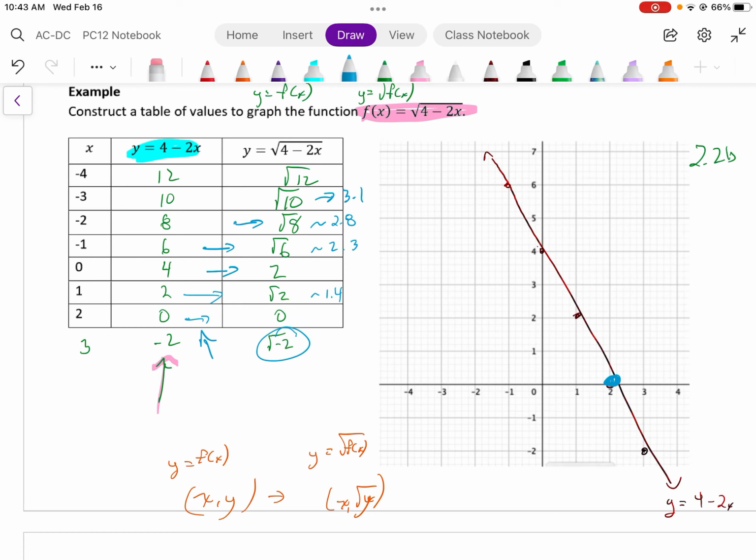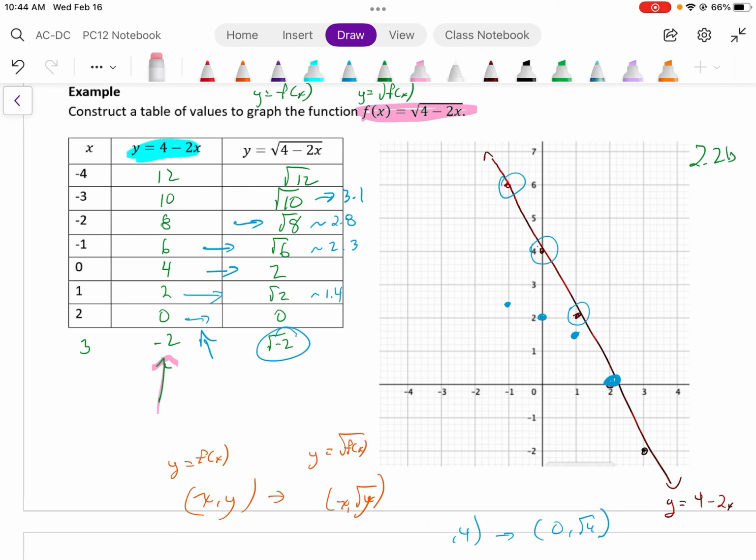My y value is 0. So when I take the square root of the y value, it remains the same, a stationary point. And I'm going to take this point here, 0, 4, because it's nice and easy. So 0, 4, when I transform it, is actually 0 comma the square root of 4, which is 0, 2. Fair enough. 1, 2 is actually 1 comma square root 2, which is about 1.4. So here is what I have so far, and I'm feeling pretty good about this. Now, negative 1, 6 turns into 1 comma square root of 6, which is 2.3, I said, so I'm just going to put 2.3. And this is looking like a curve.